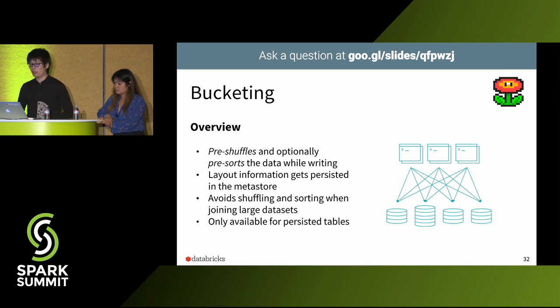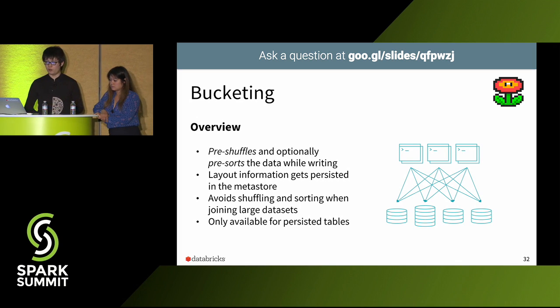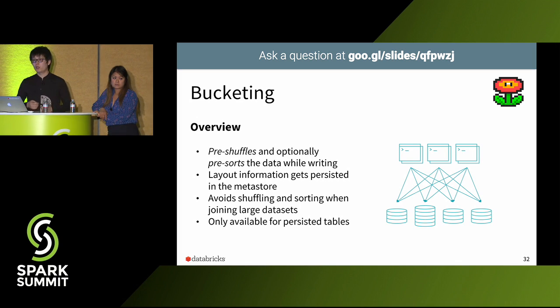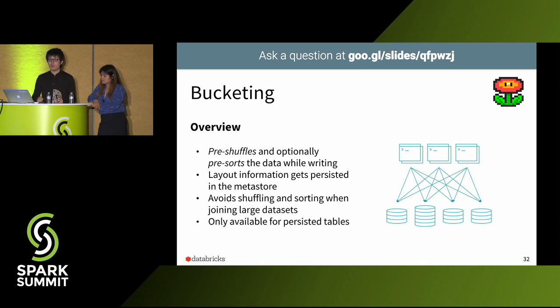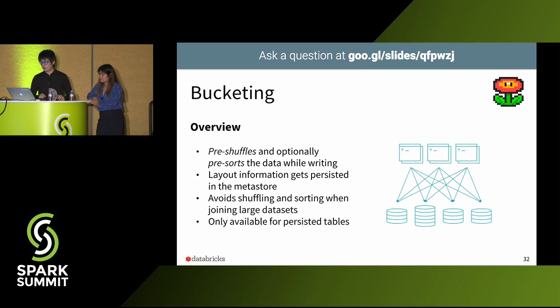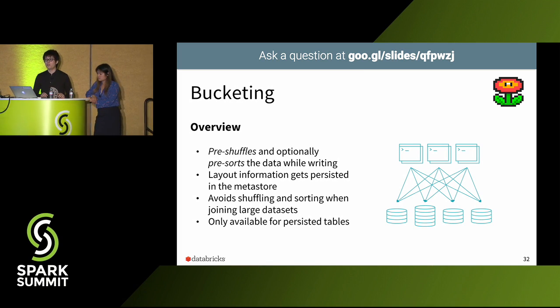And the second one is bucketing. Bucketing is a pretty interesting feature. A bucketed table actually pre-shuffles and optionally pre-sorts the data inside the table. In this way, the layout information can be persisted into the Metastore, and our Spark SQL query optimizer can leverage this information to make a better query plan to avoid shuffling and sorting when joining super large data sets. For example, let's say we are joining two big data sets with the column K as the joining key.